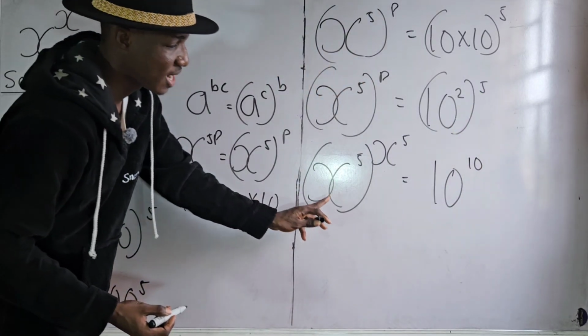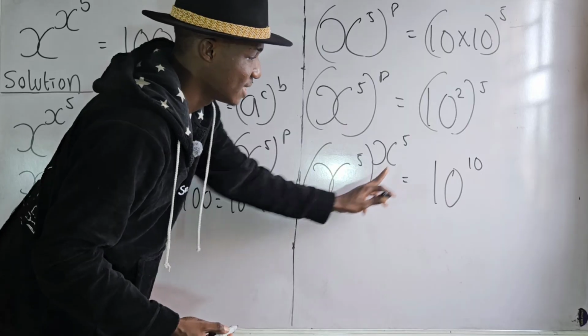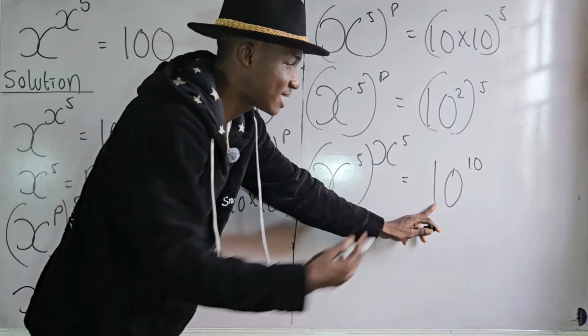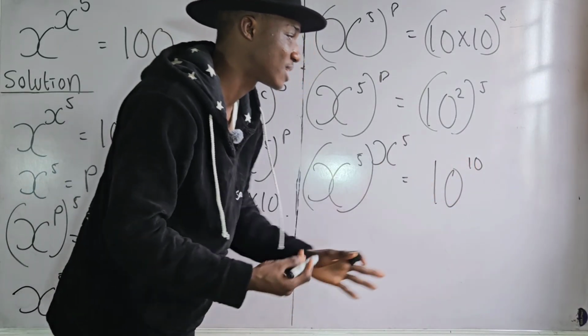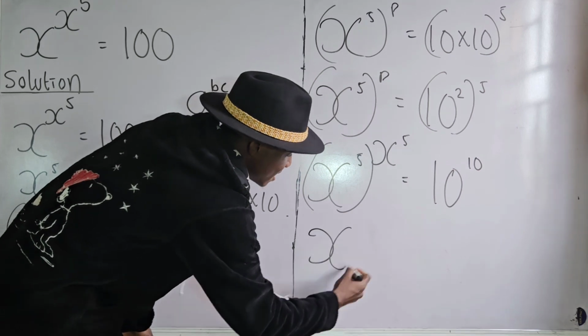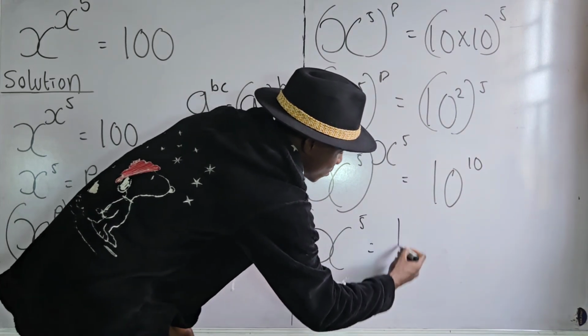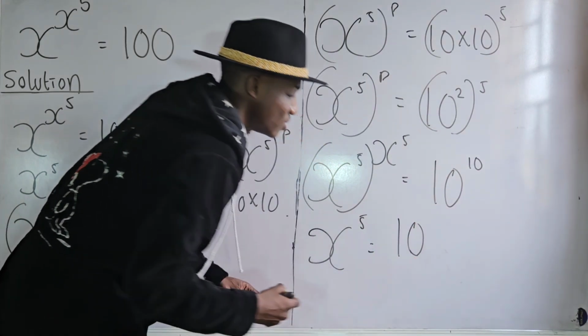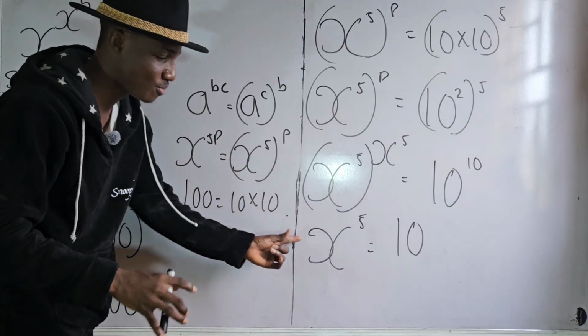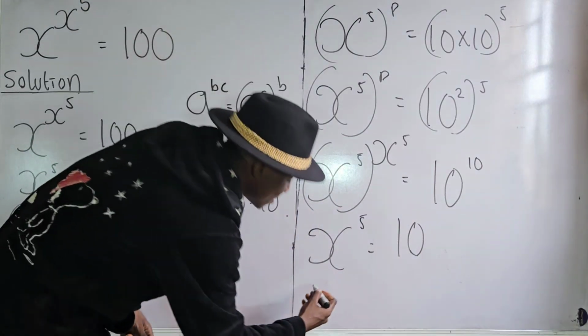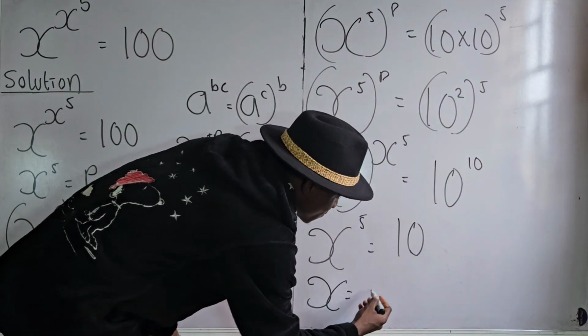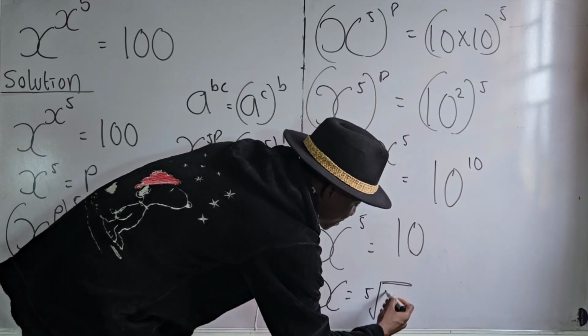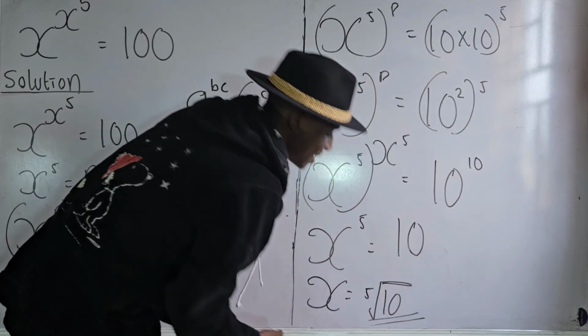So you can see that we have the same base and the same exponent. And if you look at the right-hand side, the base and the exponent are the same. So we can say x raised to the power of 5 equals 10. How will you get the value of x? You just have to take the fifth root of both sides of the equation. So I'm going to have x equals the fifth root of 10. And this is the final answer.